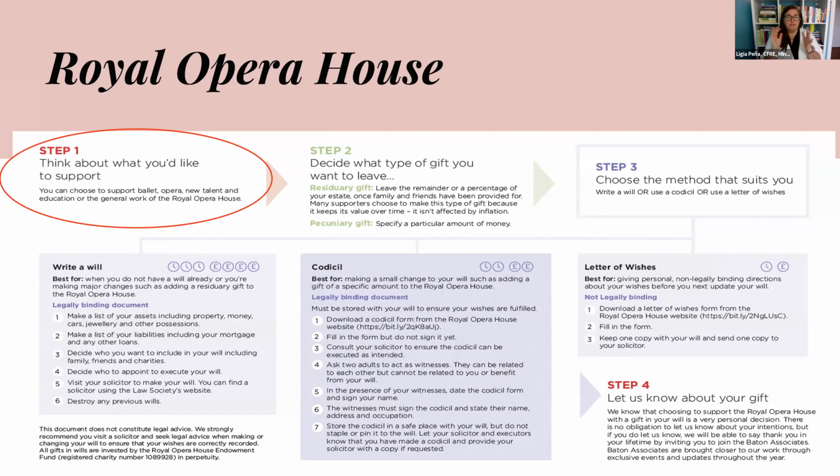Just in case you don't know, and I apologize if you know what it means, but I don't want to make an assumption here. Residual is a percentage of the estate. A pecuniary is a fixed amount. You always want to encourage donors to do a residual gift, because what we've seen demonstrated is that residual gifts tend to result in a higher gift than a fixed amount. So you want to do that. Then step 3 is choose the method that suits you well, whether it is to write a will or use a codicil. Because this is a UK organization, they can also write a letter of wishes, which is not something that we can do in North America.